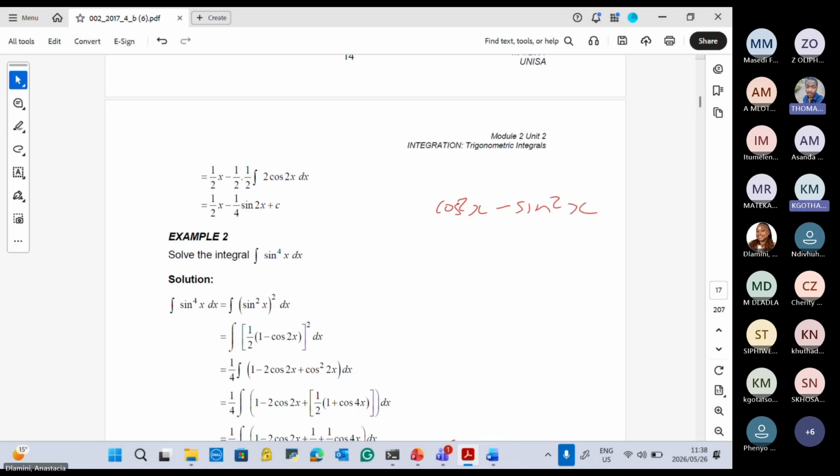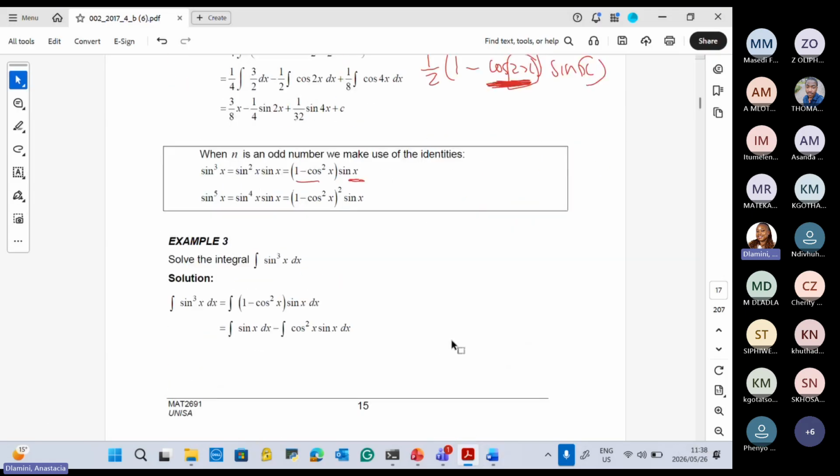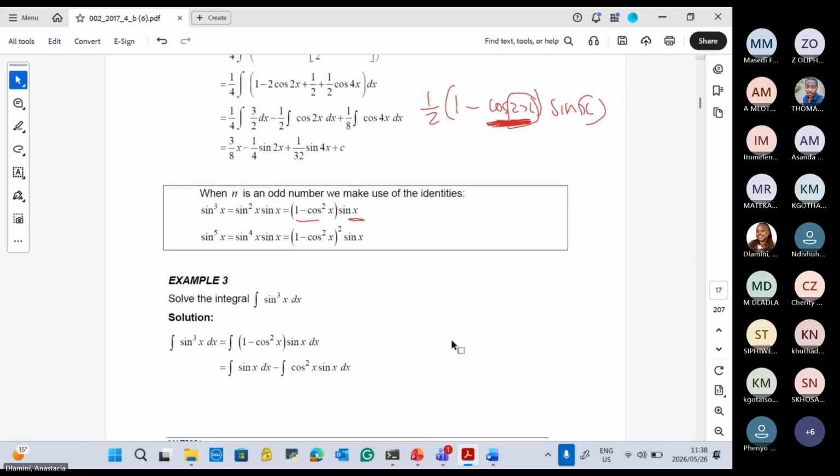Yeah, we also have sine double angles. Was it sine 2x equal to 2 sine x and cos x? Yes, but we want the ones for cos only. For 2x, was it not cos 2x minus sine squared x? Please check. Let me check.